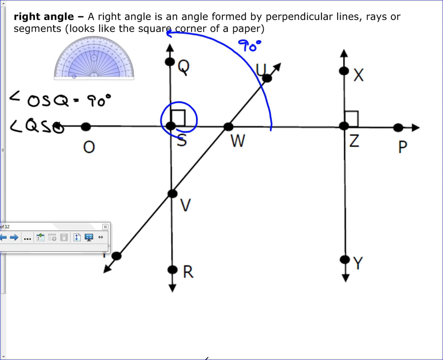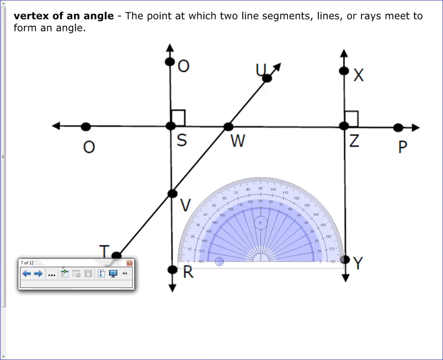If we did it over here, angle X to Z to P is 90 degrees. And angle Y to Z to P is 90 degrees. So those are right angles. All of those are right angles. What's neat about right angles is if this is a right angle, and that's a right angle, and that's a right angle, and that's a right angle. But that's more advanced, and you'll get into that later.